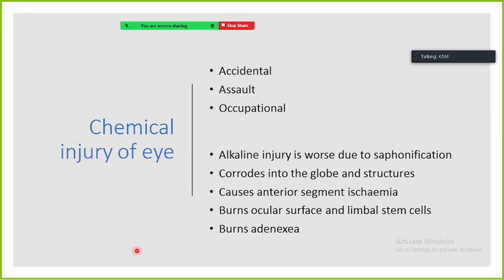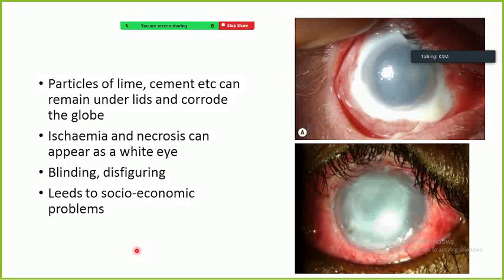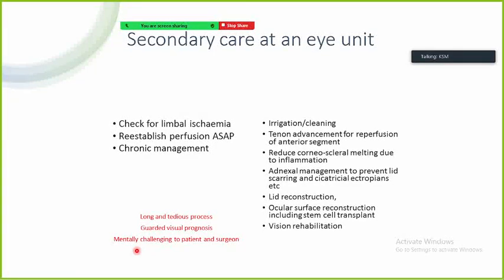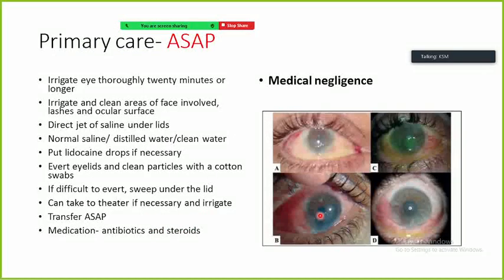So going into chemical injury, it can be accident, assault, or occupational. So alkali affects the eye more severely than acids. So make sure you do the first aid properly. In the eye unit, it's a long and tedious process with guarded prognosis, challenging for the doctor and the patient as well. And what we see is limbal ischemia, we try to re-establish perfusion and do chronic management, including various procedures, including lid and adnexal management, and visual rehabilitation. But most important is the primary care.